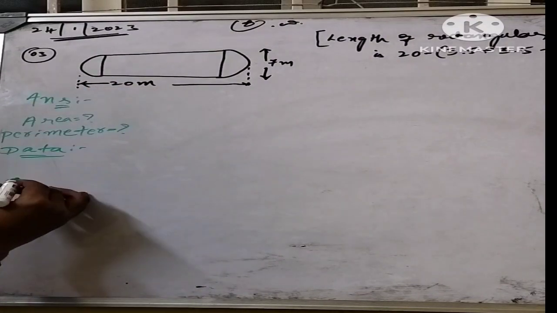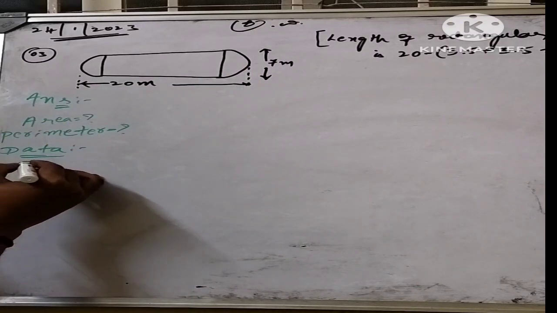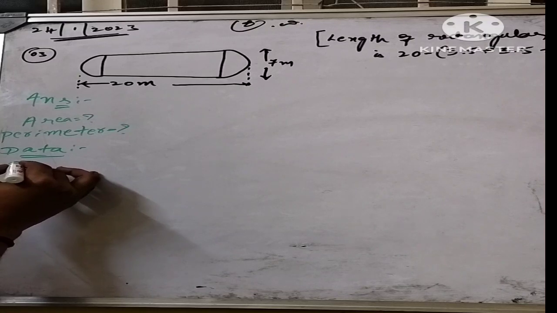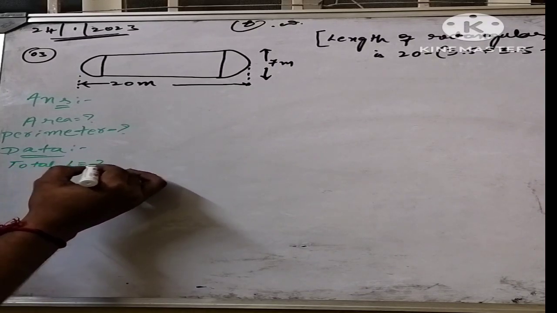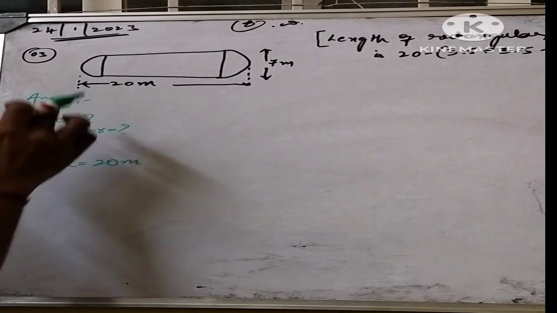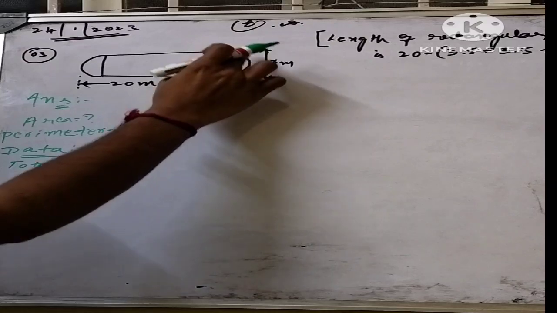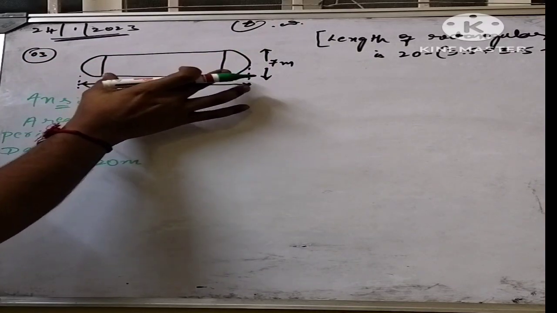He has given the width, and he has given the total length. Total length is 20 meter. And the diameter of the semicircle he has mentioned. This one is a semicircle, and this one is the semicircle. So we have two semicircles in the figure.